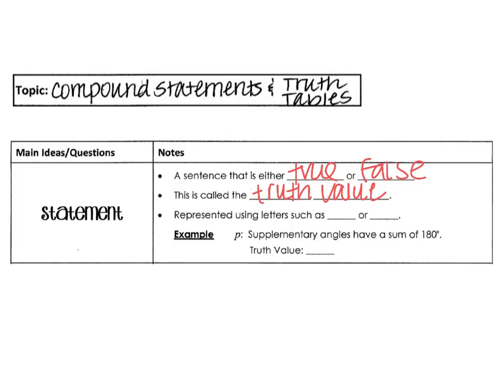A statement is represented using letters such as P or Q. Alright, you're going to see it represented using those two letters. And here's an example. Alright, we've got statement P, and it says supplementary angles have a sum of 180 degrees. The truth value of this is true because supplementary angles do have a sum of 180 degrees.